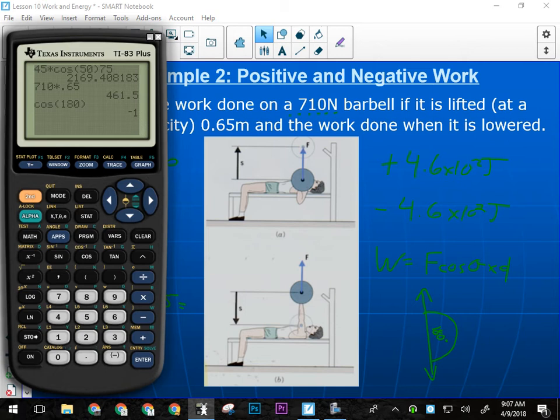So everything else is the same. I still push upwards with 710 newtons. I still lower it 0.65 meters, but now I get a negative work because now the barbell has lost energy. It's lost potential energy because it's returned back down to a height of 0. Okay, questions on that? Everybody's okay with that idea that work can be positive and negative even though it's a scalar quantity? Because sometimes people struggle with that. So work is scalar. Work does not have direction. Once energy is transferred, it can be used to do whatever we want in whatever direction we want.